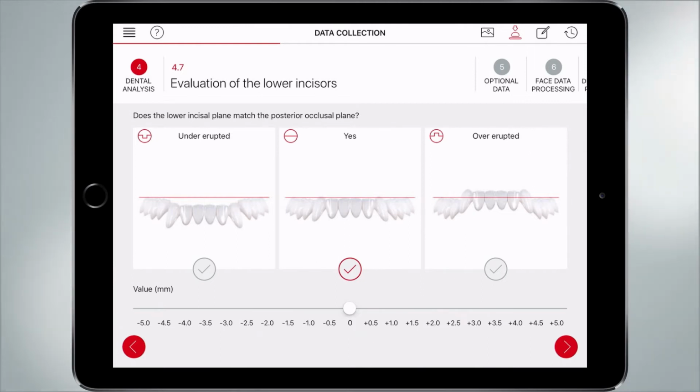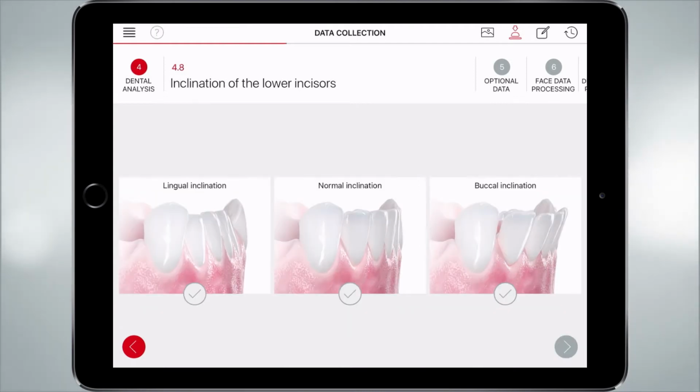Now we go ahead from step 4.7 to step 4.8 and we look at the inclination of the lower incisors. Should it be lingual incline, normal incline, or buccal incline? In this particular case, we don't see any kind of lingualization or buccal position. We can push normal inclination.